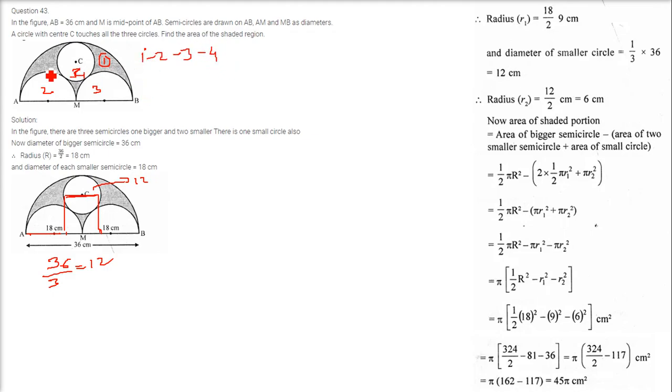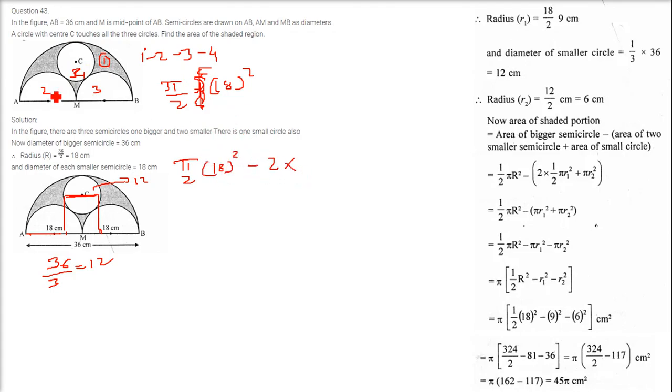So what is the area of the first one? We know that the area of a semicircle is pi r square by 2. So pi by 2 r square. What is the radius of this one? This is 36, so the radius is 18. So it will be 18 square. I will not take pi by 2 because pi will be common here. So it will be pi by 2, 18 square, minus.